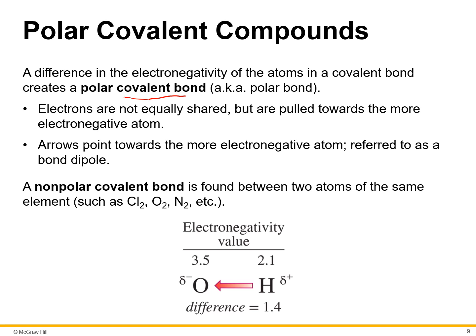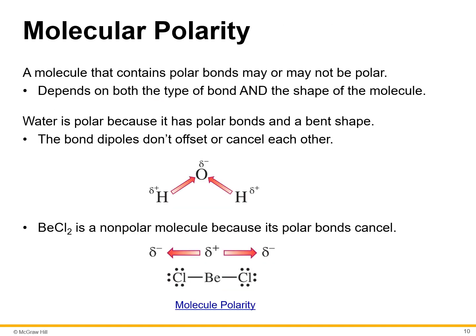Some things that are nonpolar are Cl2 and O2, and you notice that they have the same electronegativity values. So essentially the electronegativity difference between Cl and Cl is 0. So it's a nonpolar covalent bond. As we mentioned, water is a polar molecule. It has partial negative and partial positive.